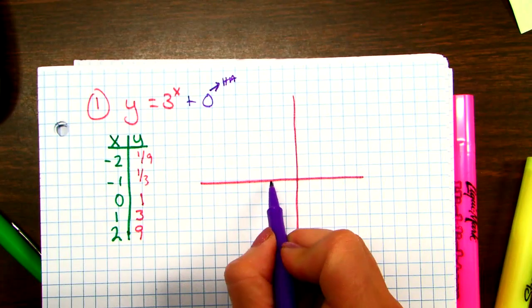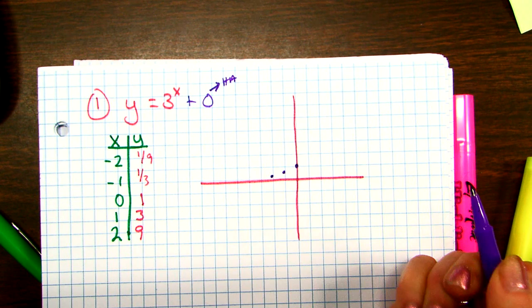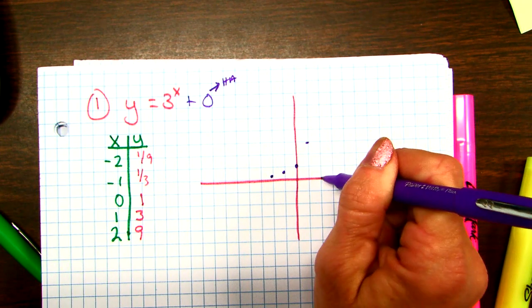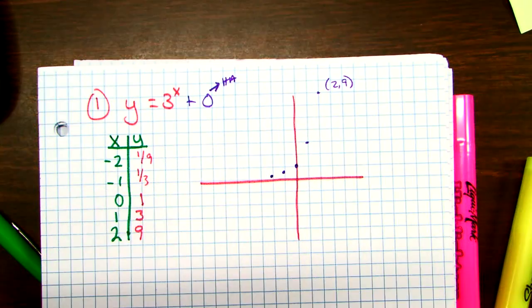Okay? So -2 up a teeny tiny bit, a little bit more, 0, 1, 1, 3, and 2, 9. I don't know if I hit 9, but I'll tell whoever's grading my paper I know it's supposed to be 9. Just a way of not having to write it all out.